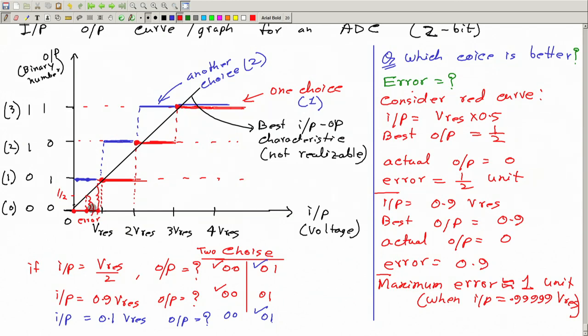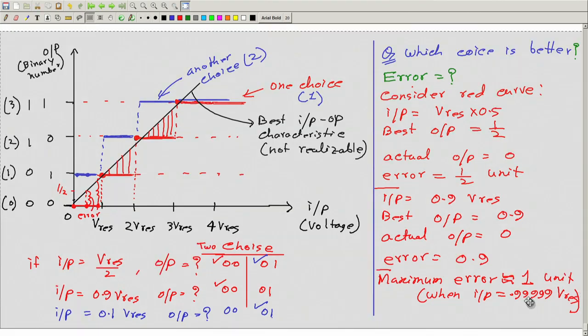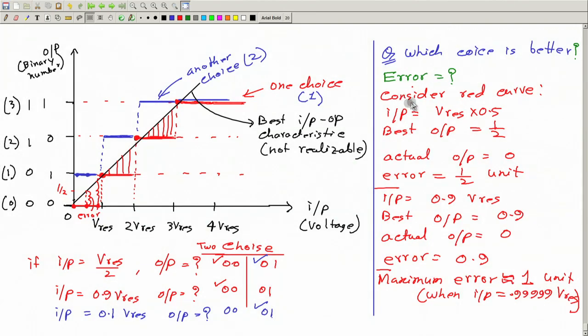So, this is the maximum error. Similarly, at this input this is the error, at this value of input this is the error, and at this value of input this is the error. So, the maximum error is 1 unit for the red curve. Now, similarly, let us consider what happens for the blue curve.